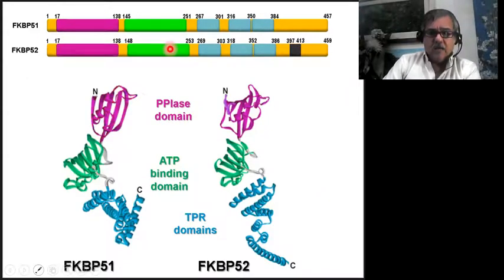FKBP52 shows high homology and structural conformation with the immunophilin FKBP51. They share about 75% amino acid similarity. This led us to investigate the presence of 51 in the GR complexes and how this may affect GR subcellular localization.